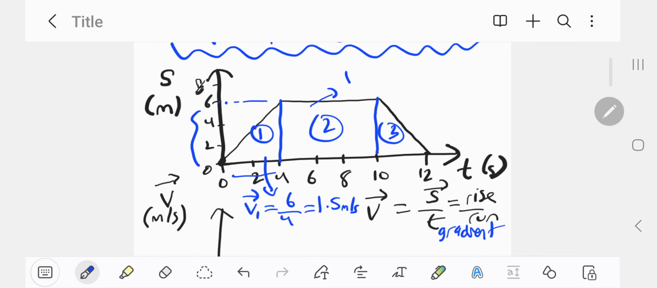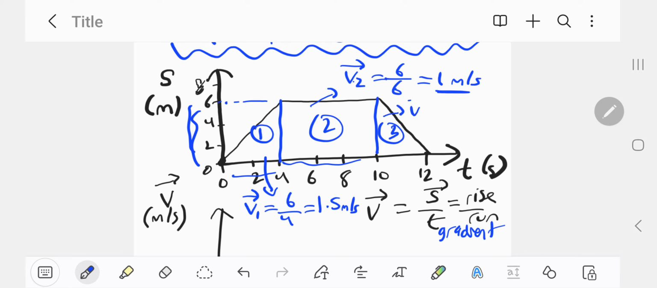The second area, the velocity for the second shape, V sub 2, is going to be rise over run. The rise, once again, is 6. And the run, be careful here, between 4 and 10, there's 6 seconds. So that's 6 over 6, and then you get 1 meter per second.